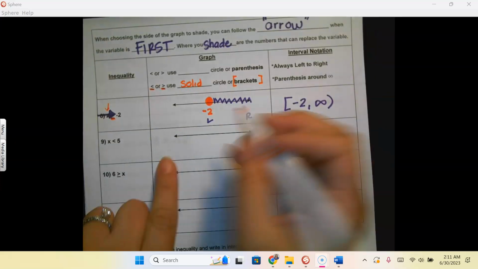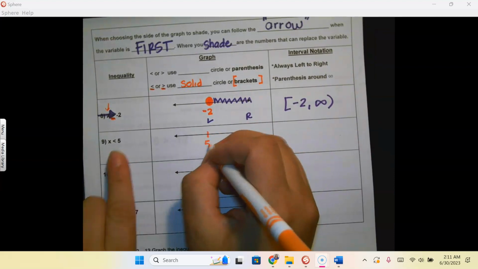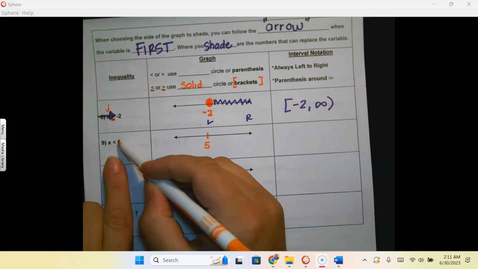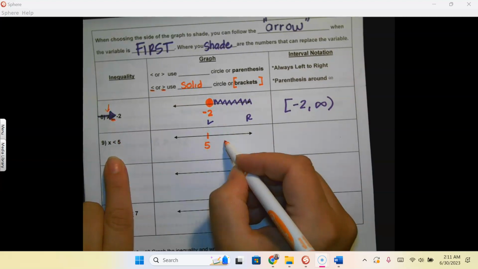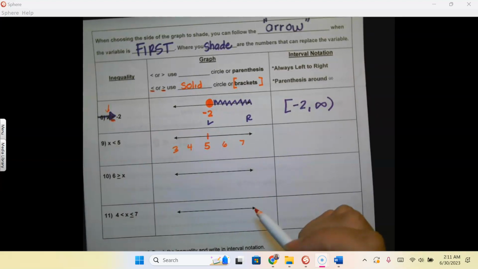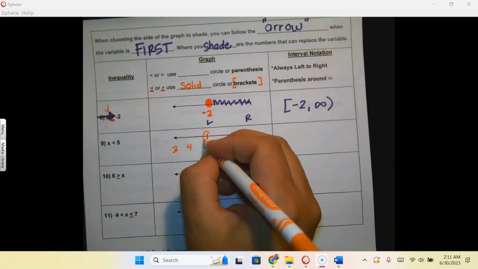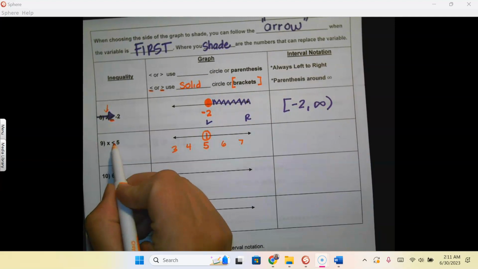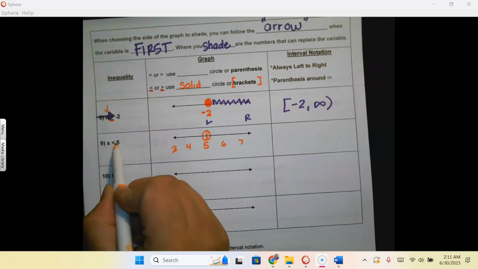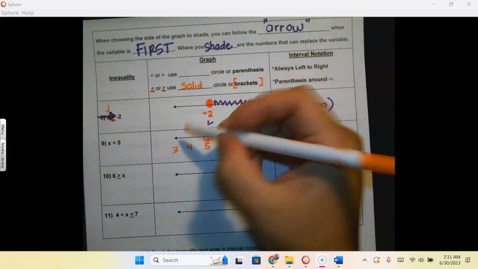Okay, so here we have 5. Now in my class, I'm okay with you just putting this number on the number line. If you want to put more numbers like this, you can, but that's up to you. Then we're going to put a circle here, and then this says shade all the numbers that are less than 5. So that would be this side.